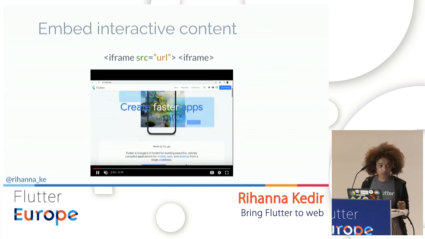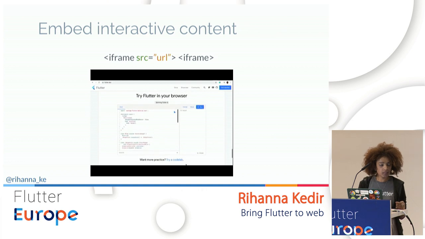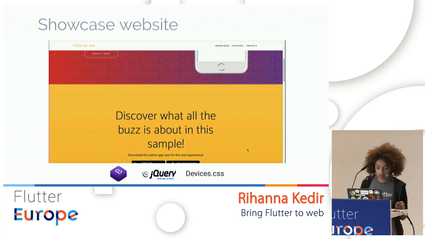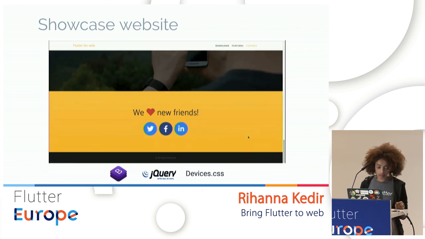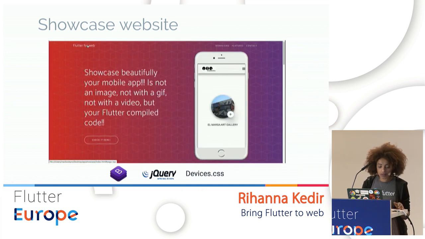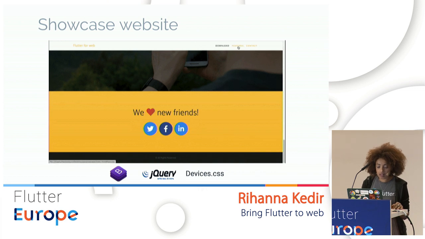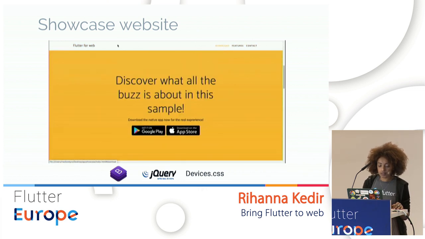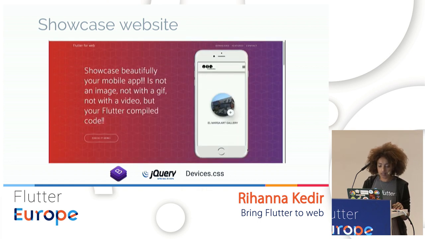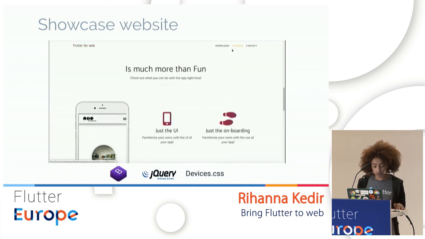Currently, to embed, we use the iframe tag and put the URL of our deployed Flutter web application in the source. As a showcase, this is a simple static HTML template. It's an open source template. It has Bootstrap 4 in it, some jQuery, and devices.css, which is pure CSS for simulating mobile apps in the page. So it's static, simple, and nothing really cool about it.